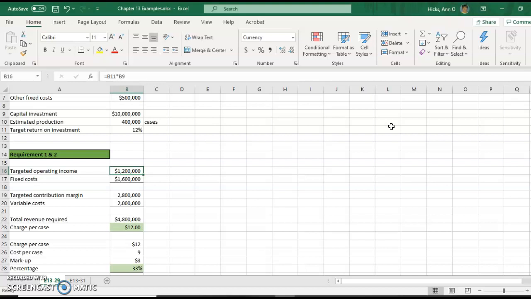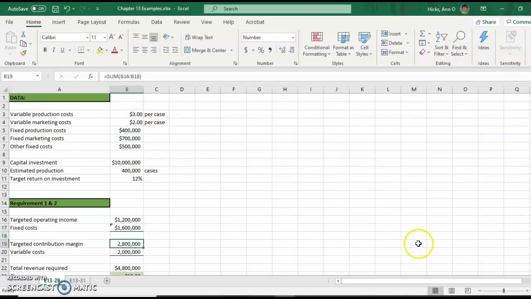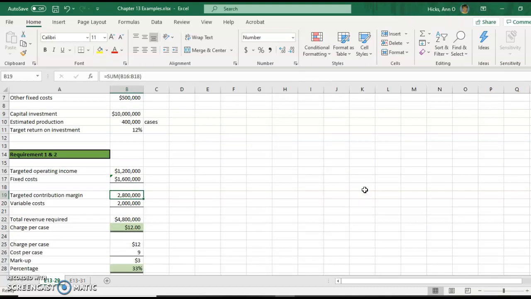Now, to get to the price, we can add in the fixed costs of $1,600,000, which is just the sum of the three categories of fixed costs that were provided. If we add those two together, that gives us a required contribution margin of $2.8 million. Remember, contribution margin is revenue minus variable costs. In order to cover all of our fixed costs and achieve our targeted operating income, we need a contribution margin of $2.8 million. That's what this is telling us.